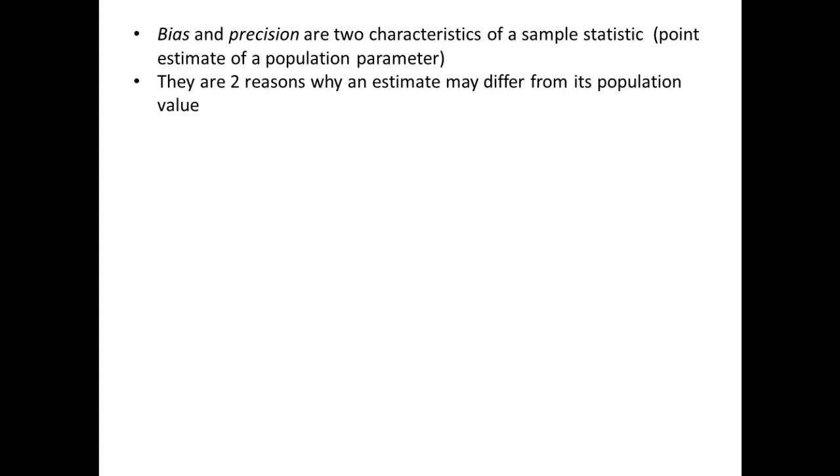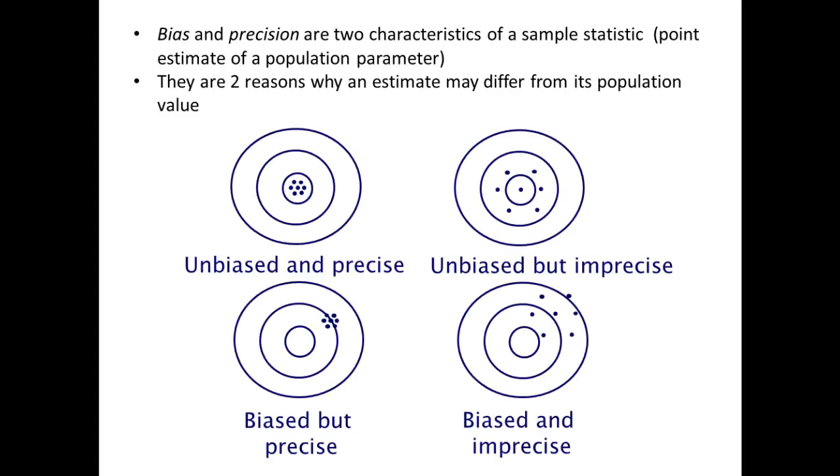So bias and precision are two reasons why a point estimate may differ from its true population value that we're interested in. So let's think about them together, and let's make sure we are aware of exactly what we mean when we use the terms bias and precision. The bias and precision of a point estimate can be illustrated using this dartboard analogy.